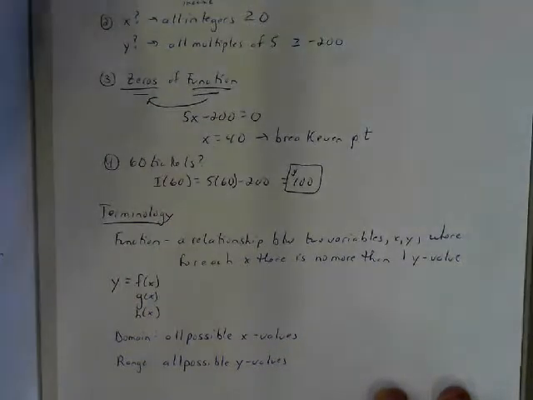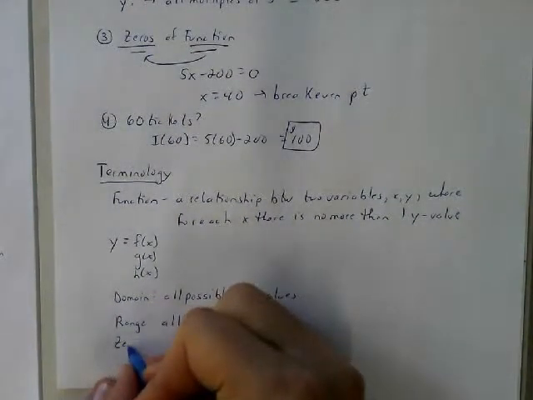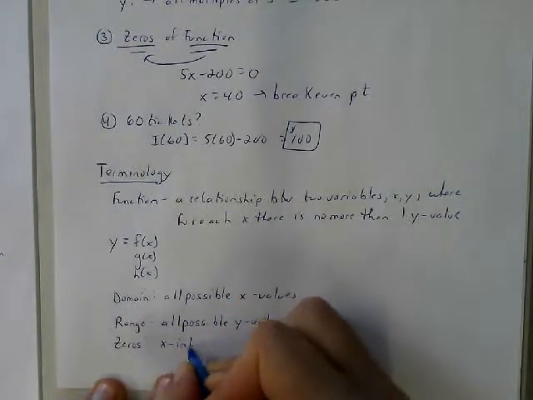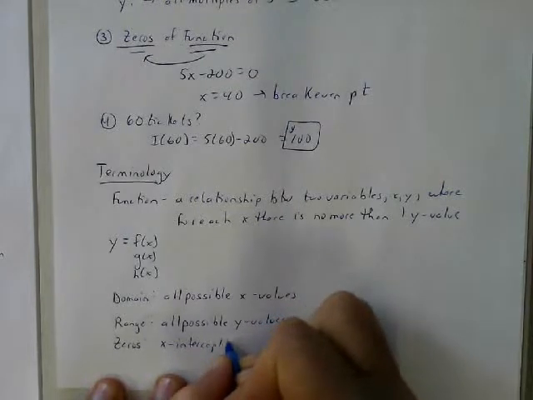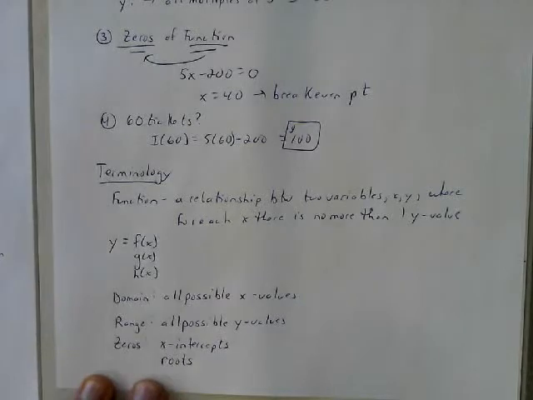The last term for this section is zeros of a function. And as I said earlier, zeros refers to the x-intercepts. Another word for these is roots. We'll use that term a lot this year as well. So this is the end of this section. This should prepare you to do section 4 of the summer assignment.